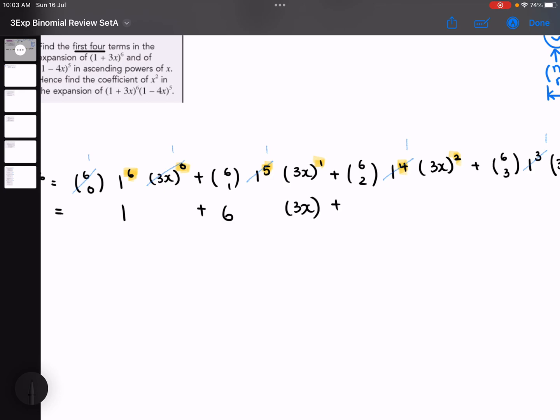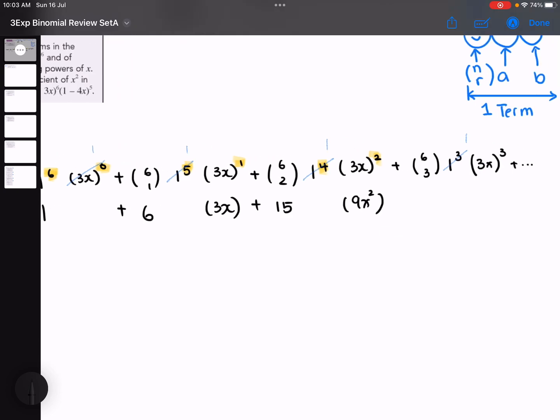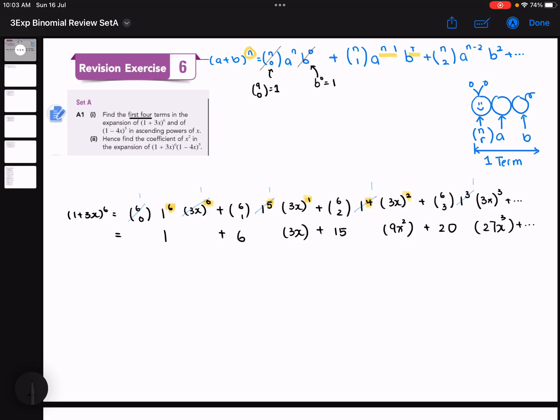6C2, please press. This is a 15. I don't write the 1, you can see I don't write the 1. This is a 9x squared. Let me do my 63. This is a 20. This is my 27x cubed. This is my working step. So everything is very spread out, but it's very clear to me. Let me continue. Now I string them because I'm at my answer.